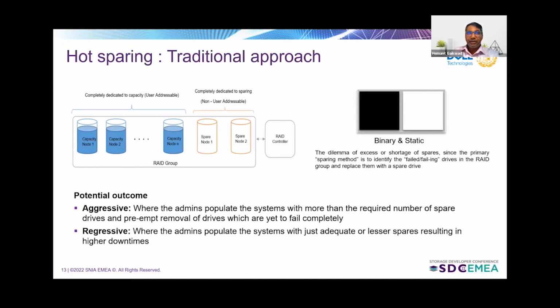One being aggressive, where the admins populate the system with more than the required number of spare drives and preempt the removal of drives which are yet to fail. And the other regressive, where the admins populate the system with just adequate or fewer spares, resulting in higher downtimes.